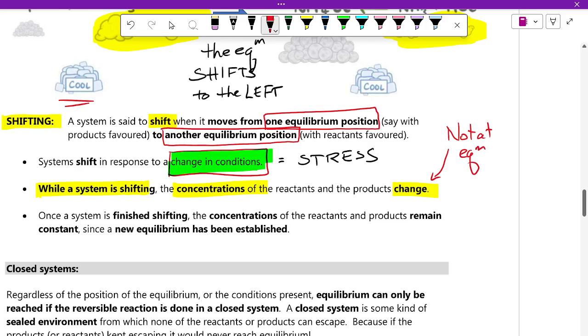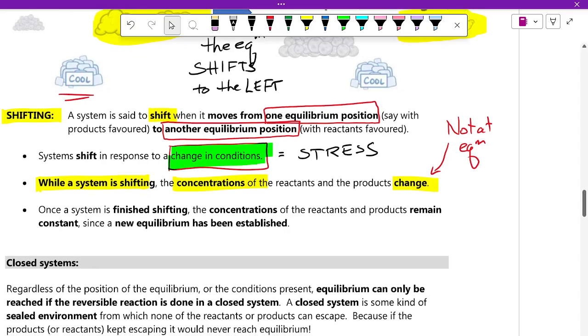Once a system is finished shifting, then the concentrations of reactants and products will again remain constant. So we will be at a new equilibrium. Yes. Can stress make the species reach equilibrium faster? No. No? I mean, honestly, I don't know.